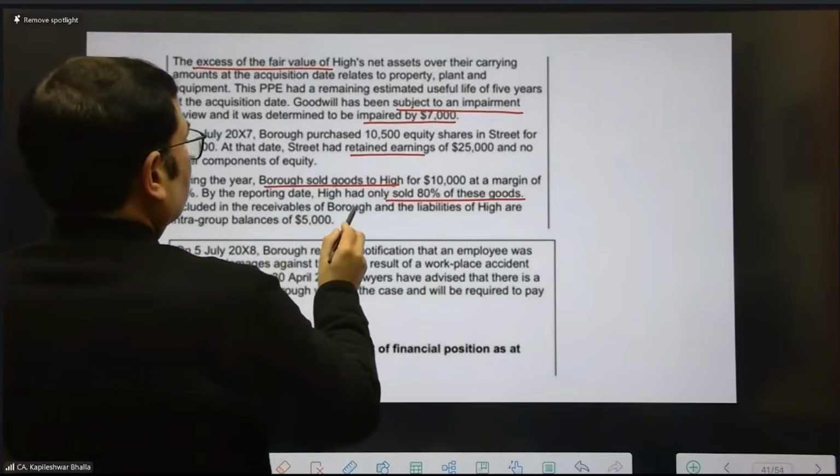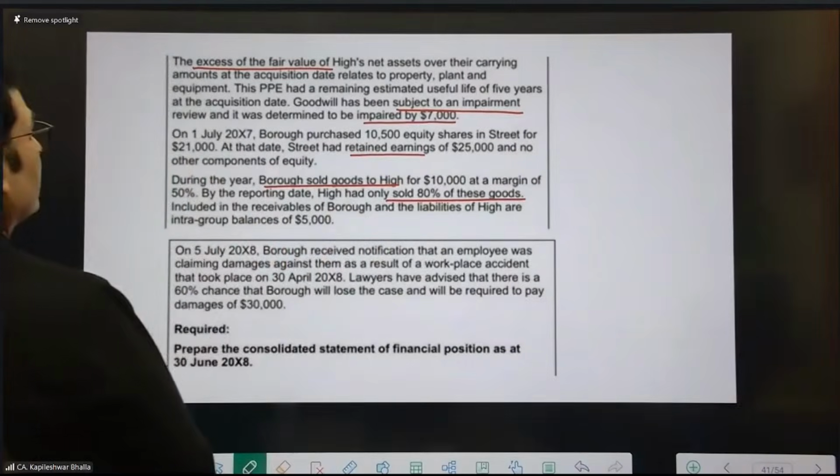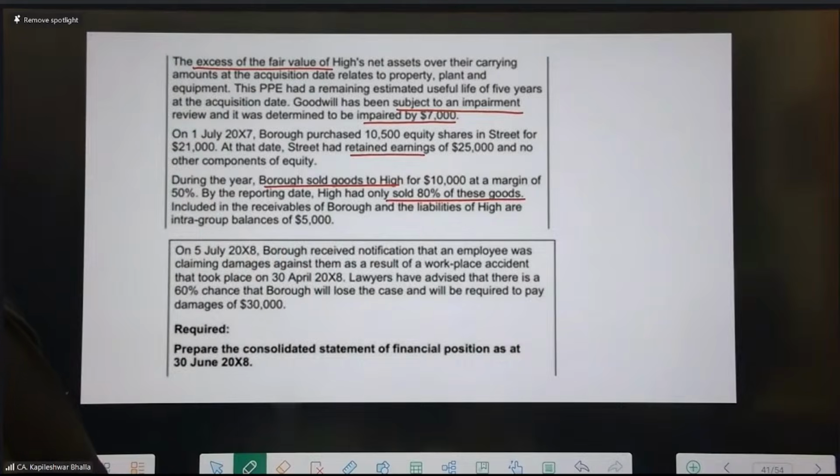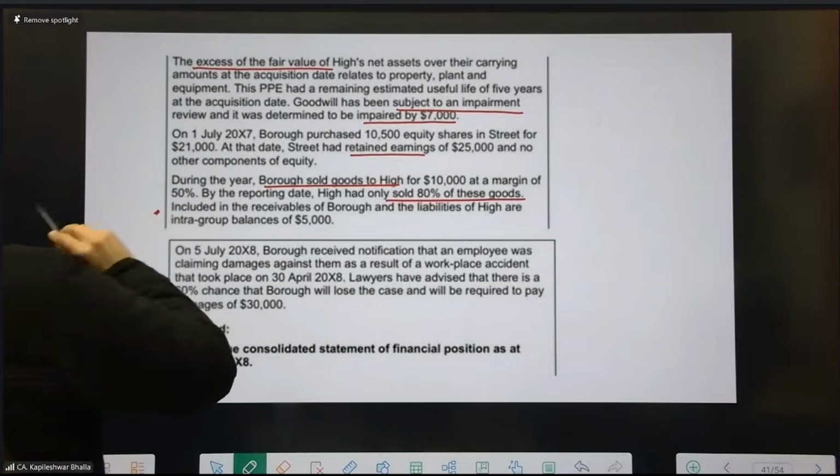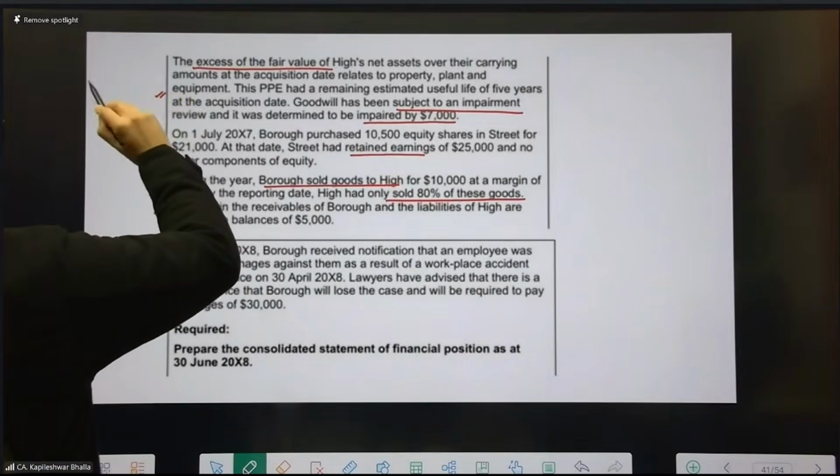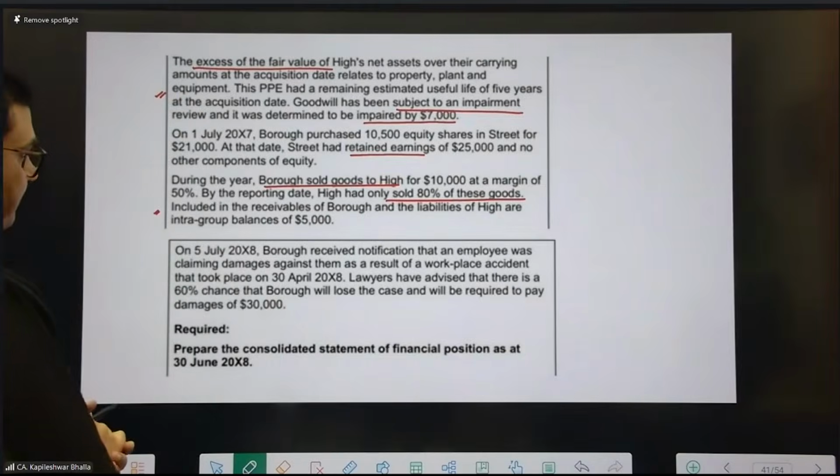Included in the receivables of B and the liabilities of H are intergroup balances of 5,000. So this is an intercompany owings. This is a fair value adjustments and goodwill impairments.